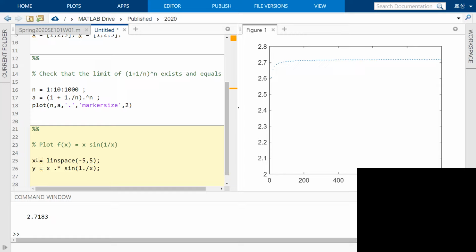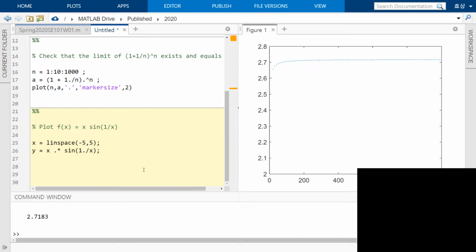I think this could make a problem because x contains 0. If this array defined as a linspace from -5 to 5 consisting of 100 elements contains 0, then there is an error message coming from this formula. If it's not, then it's okay, but let's see what happens. Okay, I think there's no error message, so let's plot this.